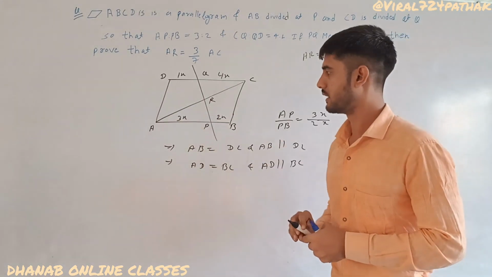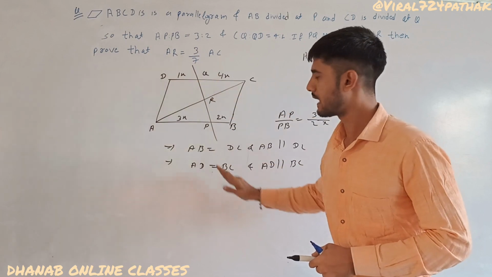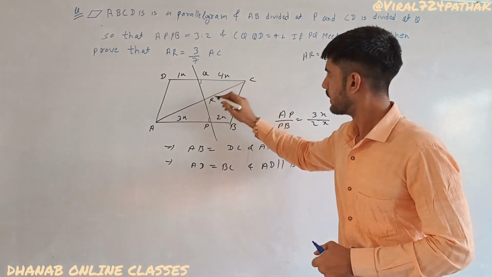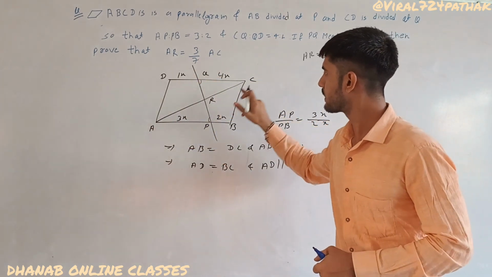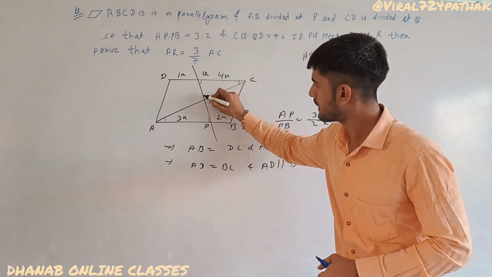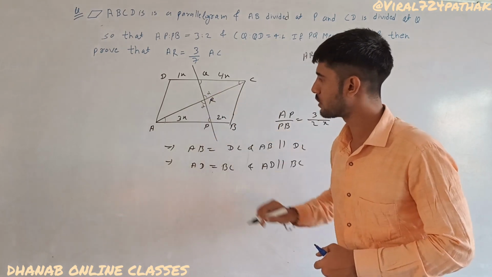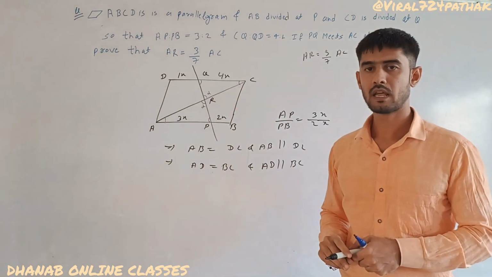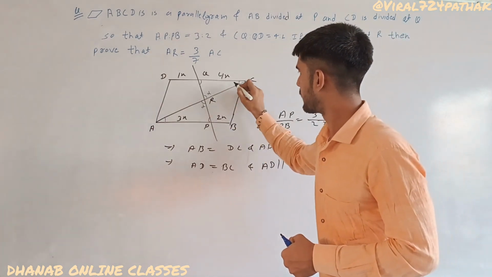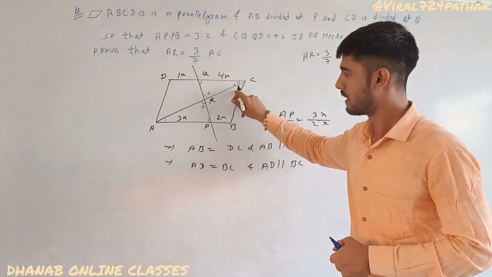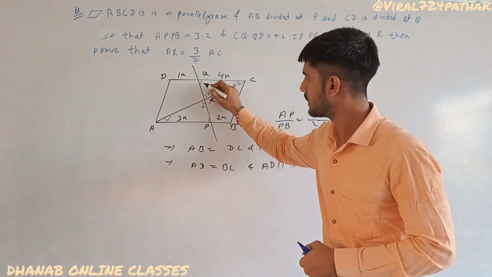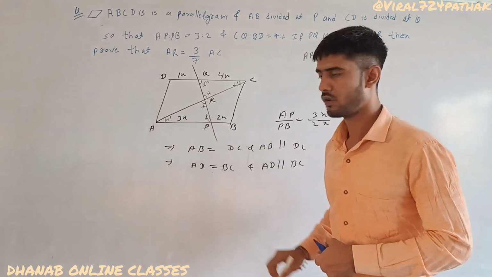Firstly, since these lines are parallel and this line cuts these parallel lines, this angle is equal to this angle. These lines are parallel and this AC line cuts these parallel lines, so this angle is equal to this angle. Let's suppose this angle is alpha, then this angle is also alpha, since these are opposite angles. If we name this as alpha dash, then this will be alpha dash also. If we name this as alpha double dash, this will be alpha double dash also.